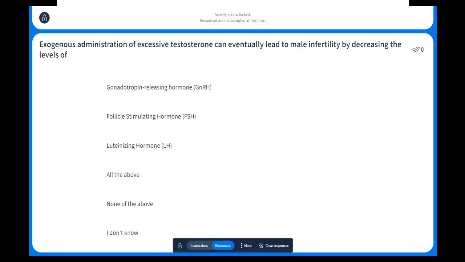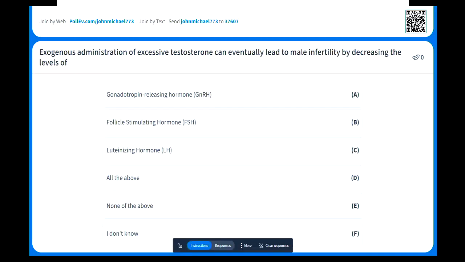I have a question for you. This is the question I started yesterday's lecture with. Exogenous administration of excessive testosterone can eventually lead to male infertility by decreasing the levels of GnRH, FSH, LH. Do you think all of the above could be decreased, or is it none of the above? You can turn to your neighbors or your helpful TAs and they'll guide you.